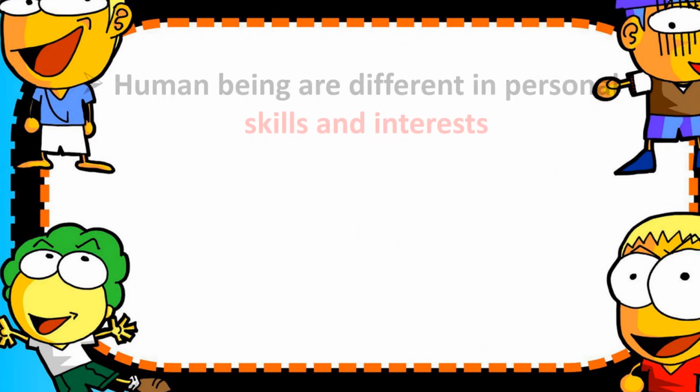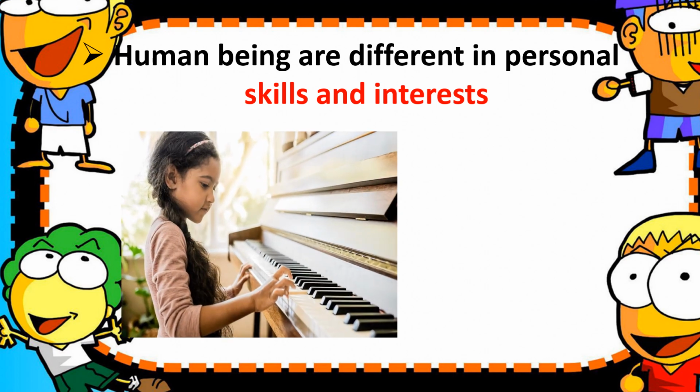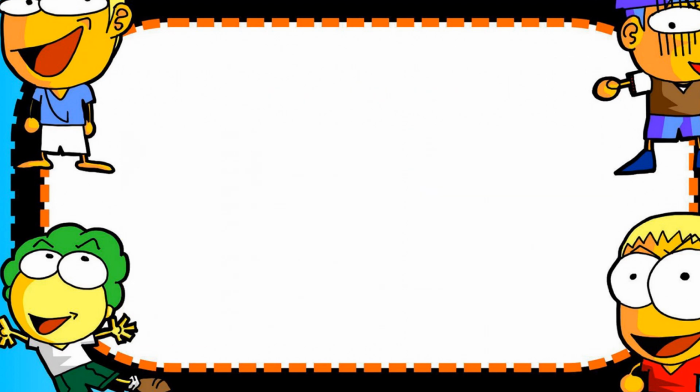Please remember that human beings are different in personal skills and interest. I'll repeat, human beings are different in personal skills and interest. Okay, so this one, she likes to play piano, or her skill is playing piano. And this one, maybe she likes arts.